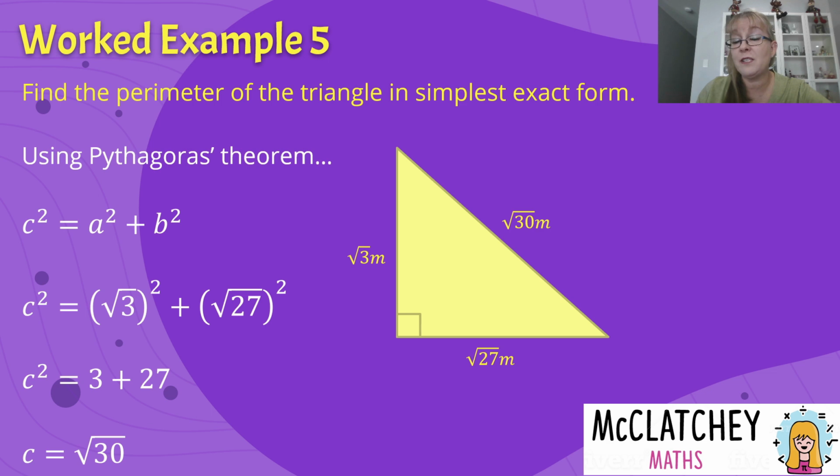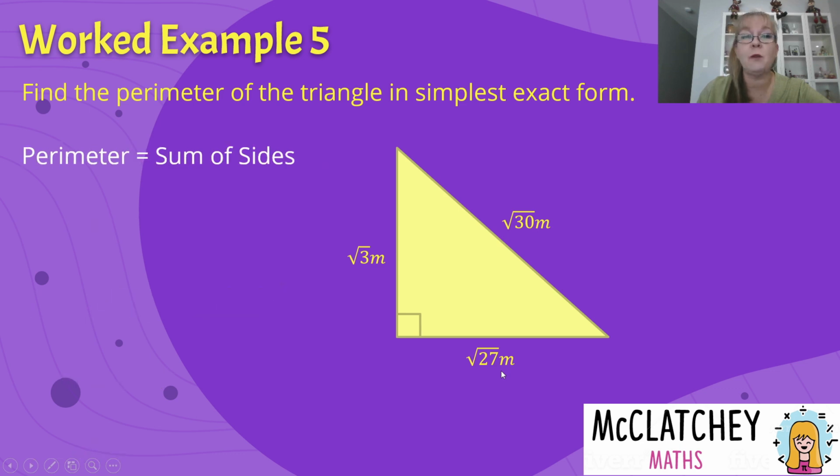Neither of those are perfect squares. It's got a factor pair of 5 times 6. Neither of those are good ones to be working with either. So root 30 can't really be simplified. Root 27, on the other hand, we can. It's made up of 9 times 3. We know 9 is a perfect square.